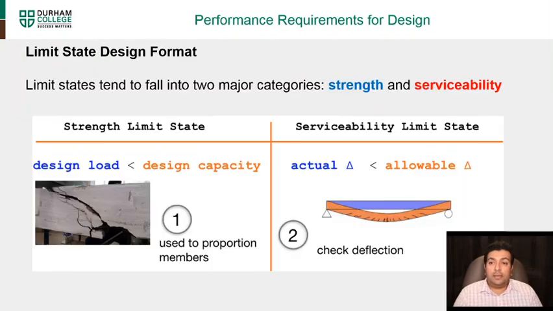According to limit state design, there are two major categories: strength and serviceability. For strength, we check that the design load is less than the design capacity. We design for that. And then we check the actual deflection, which should be less than the allowable deflection. So those are the two checks we do, not just in masonry, but similar to concrete. We're doing the same things. We're checking the design load, and we're checking deflection to see if the beam matches the design capacity or allowable deflection.